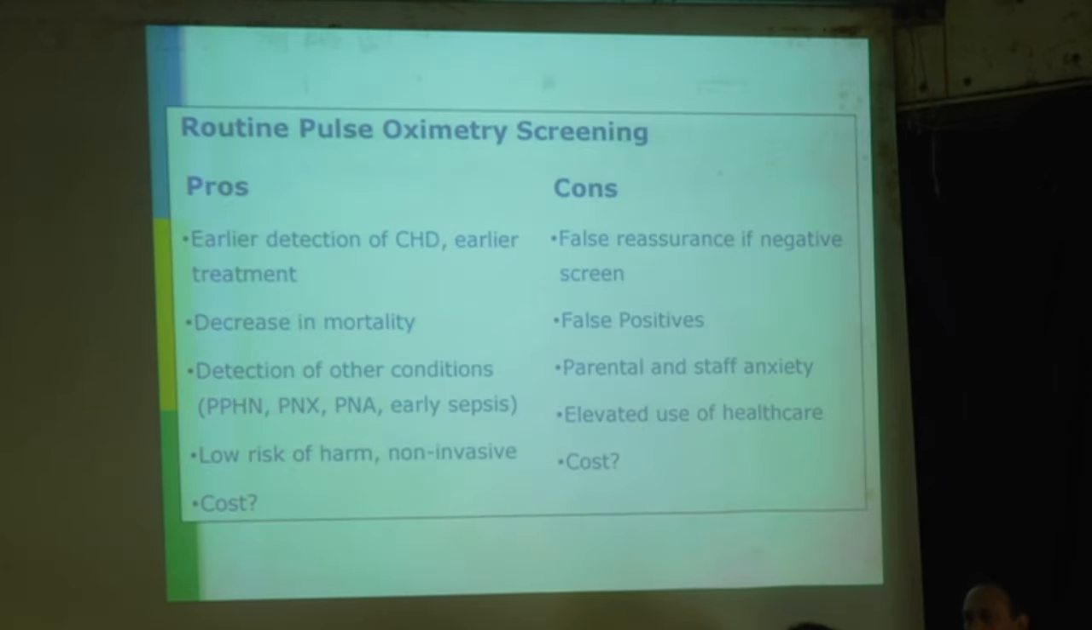So what are the pros and cons of routine use of pulse oximetry screening? You can detect congenital heart disease early. You can start the treatment early. It decreases the mortality. Other conditions like PPHN, sepsis, some RDS, and any lung-related condition can also be detected early. And what was the problem? False reassurance if the screen is negative, and parental anxiety, if you tell them that this test is positive, then definitely you need to undergo the echo.